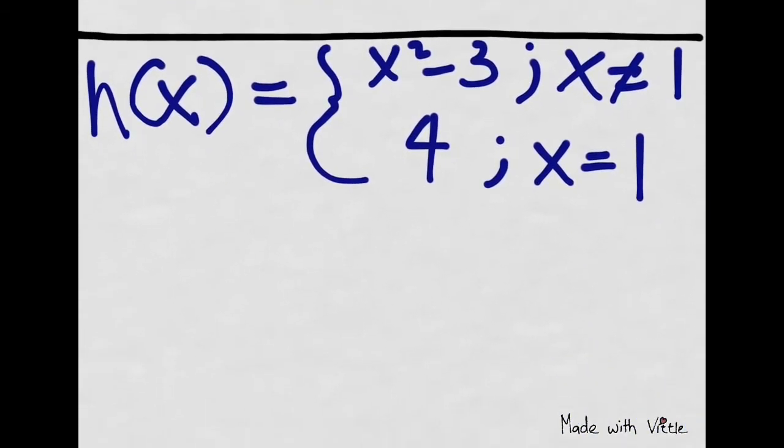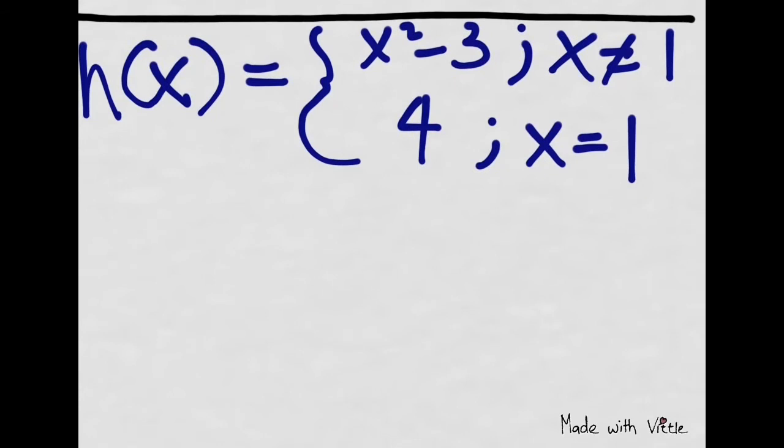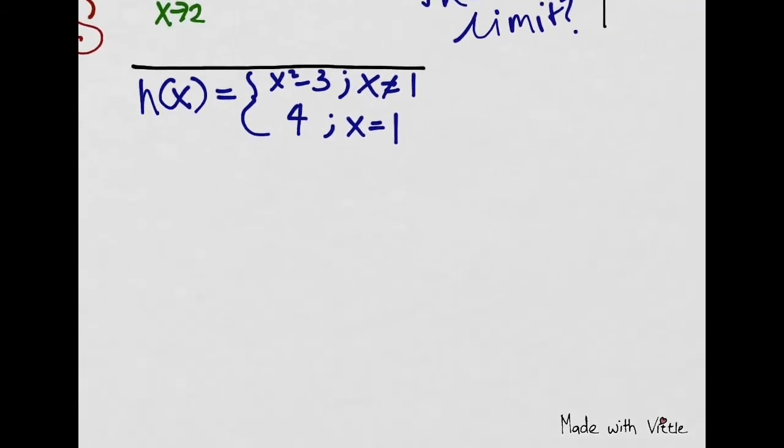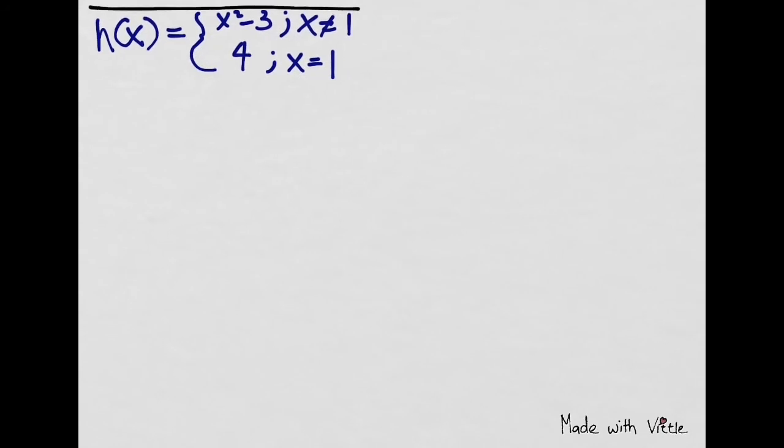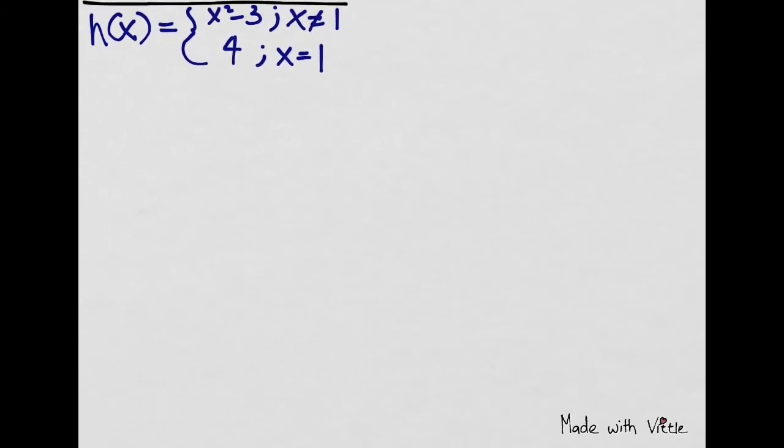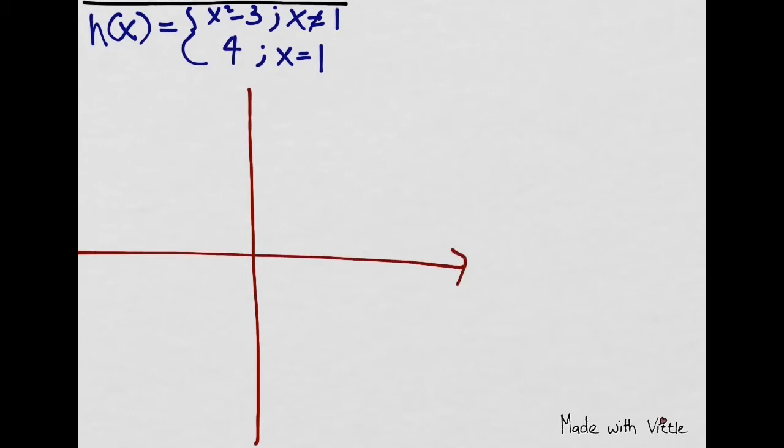Now let's move on to our second question. Let me zoom out a little bit. This one's going to take up more space. Okay, so we've got h of x equals x squared minus 3. x cannot equal 1, but at x equals 1, y is 4. So I'm drawing the graph now. The lines are going to take a little while, so I'll explain this in the meantime.